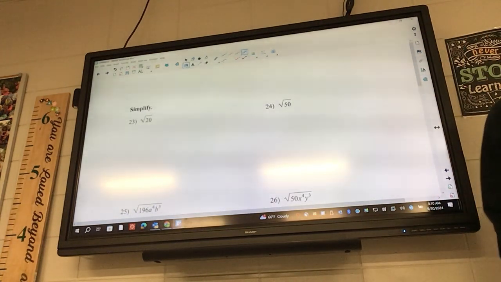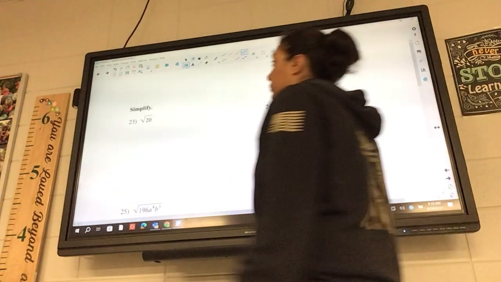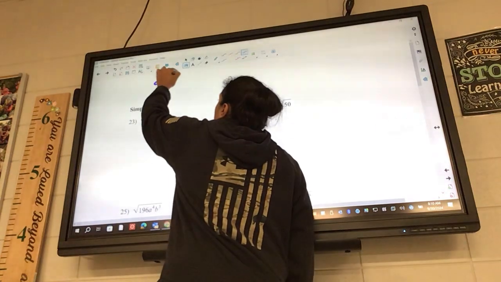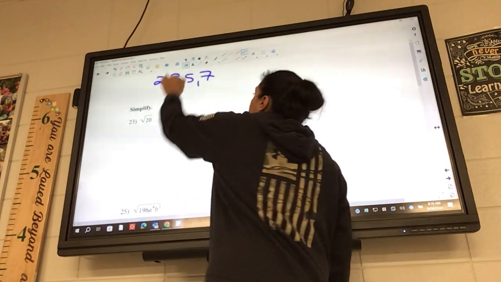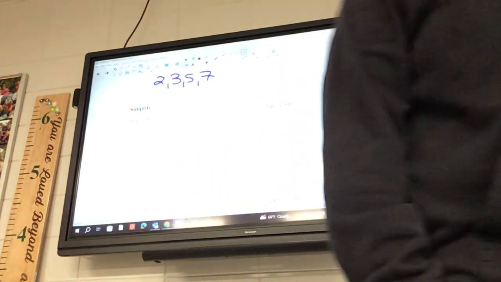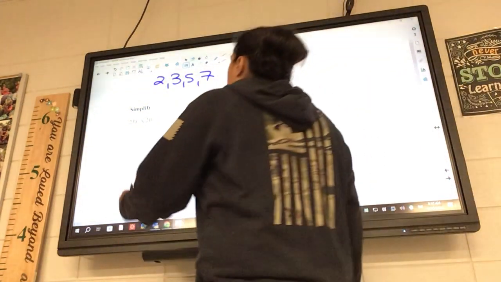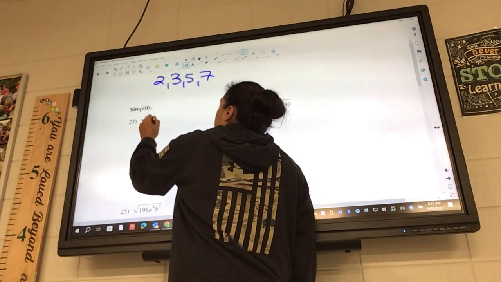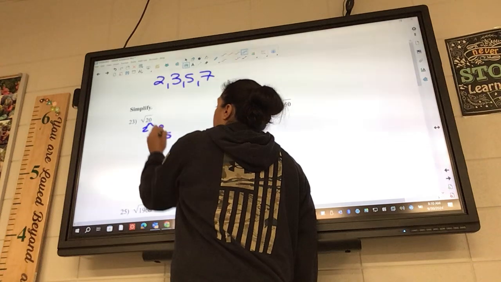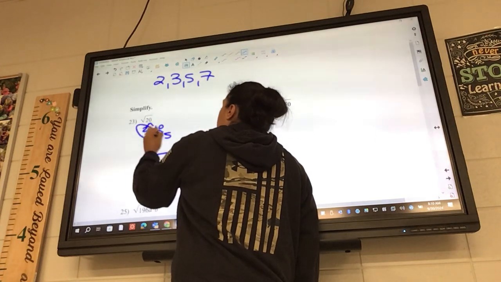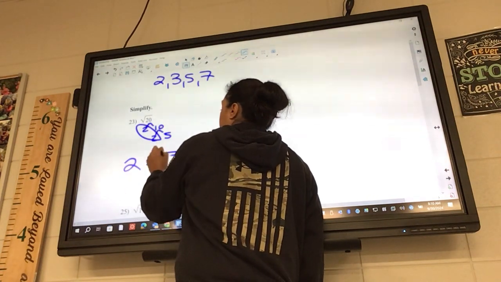Okay, what are your magic numbers? 2, 3, 5, 7, and that works for this entire page, okay? So 20 is gonna be 210. 210, 2, 5. So who can go? A group of 2s. Who cannot go? The 5.